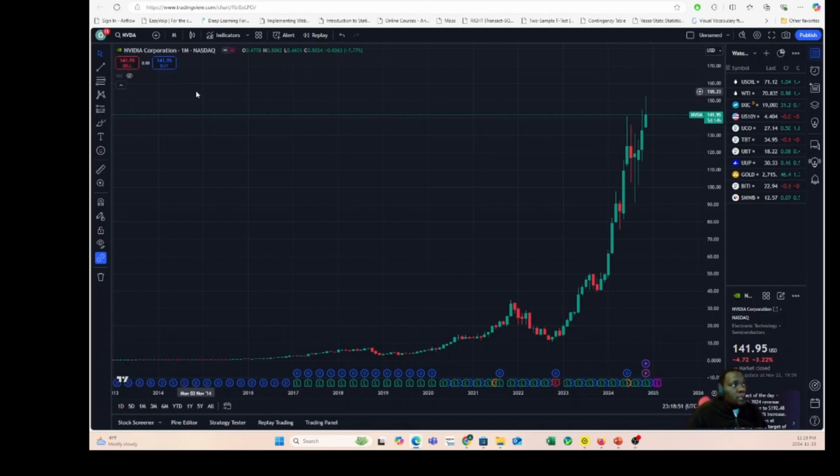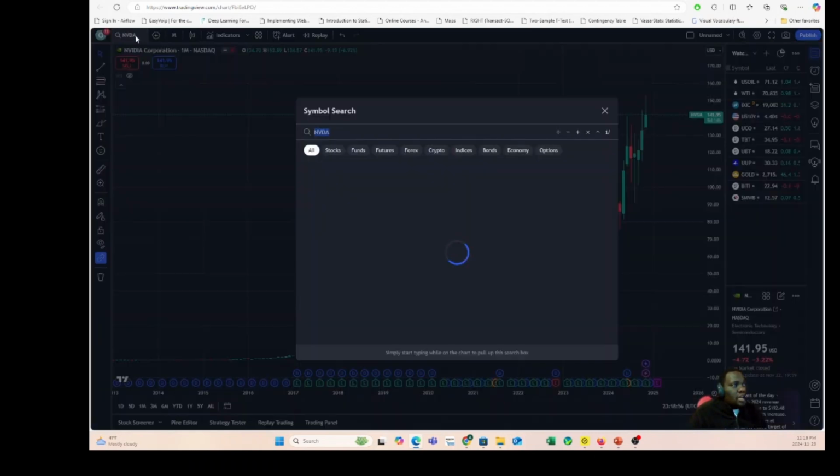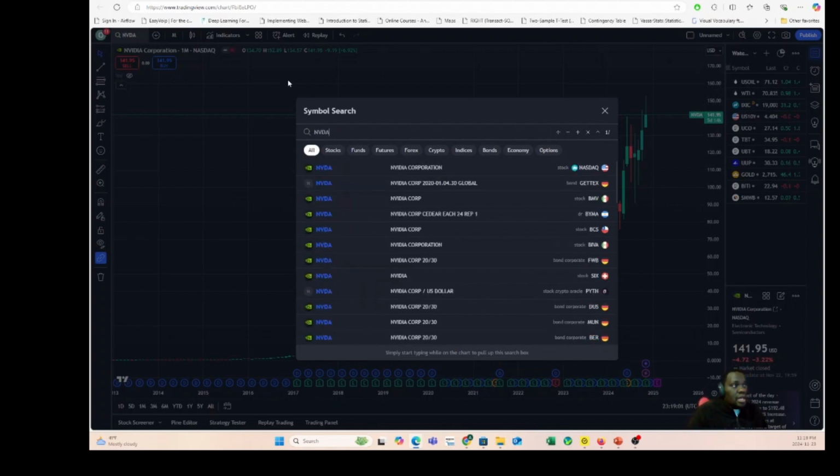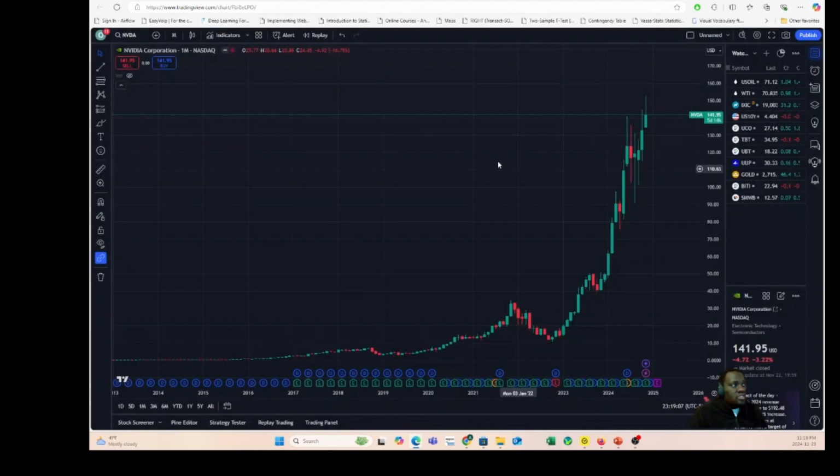On the chart here, you can see the price action for NVDA. So to access NVDA, you type NVDA here. And this is Nvidia Corporation, which is listed on the Nasdaq Stock Exchange.